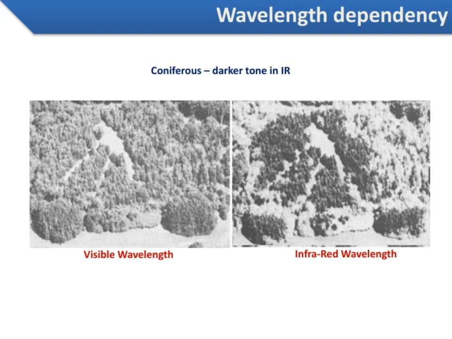Let's take a closer look at wavelength dependency. As you can see, different wavelengths reveal different information. In the infrared wavelength range, for example, we notice that coniferous trees tend to appear darker compared to other types of vegetation. This darker tone in IR is actually quite significant. It helps us distinguish conifers from broadleaf trees because they reflect infrared radiation differently.